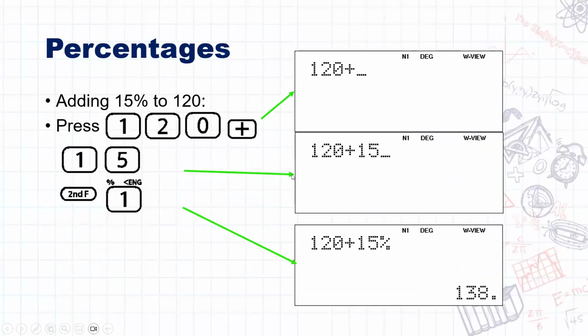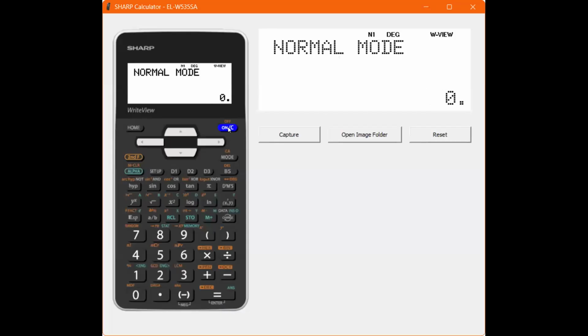So percentages, also such a great and easy way to do percentages on here. So for example, let's say we want to add 15% VAT to 120 Rand. So we're going to just say plus 15 and then second function and 1. And then we can see that the 15% has been added. If I want to know what 15% of 120 is, I would just say 120 times 15, second function 1. That gives me 18. And 18 plus 120 is 138, which is the answer that we had previously.